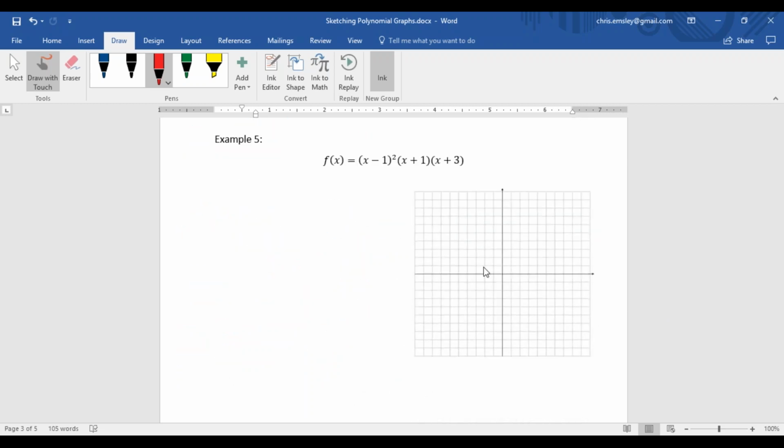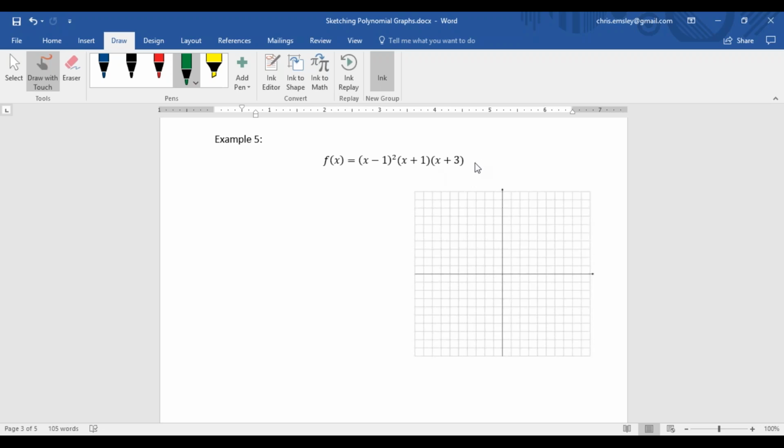Okay, so in our last example, we're going to talk about what happens if you forget all those wonderful rules about multiplicity and about end behavior. You get to a test and you just can't remember, your mind goes blank. How can you approach one of these functions?